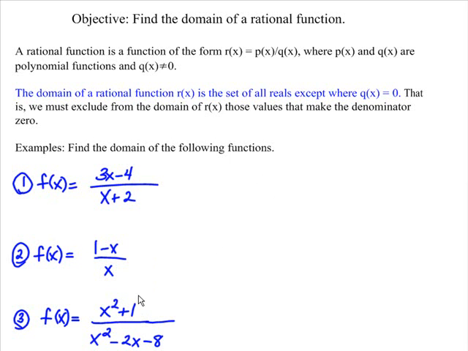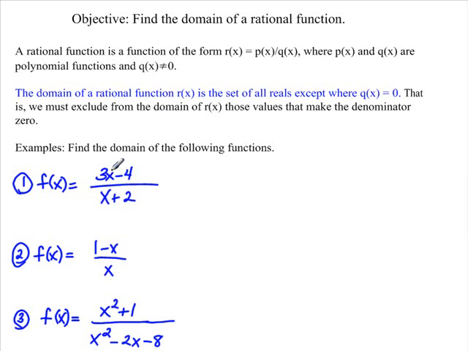So let's just go through these three examples and talk about what the domain of those functions would be. So understand that a rational function is just a polynomial divided by a polynomial. So the domain is going to be all real numbers except for where the denominator is 0.